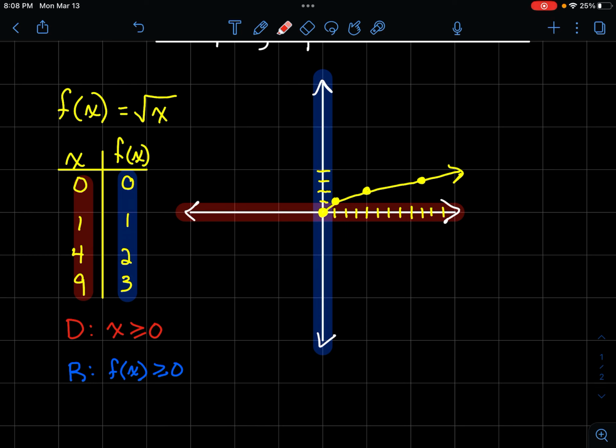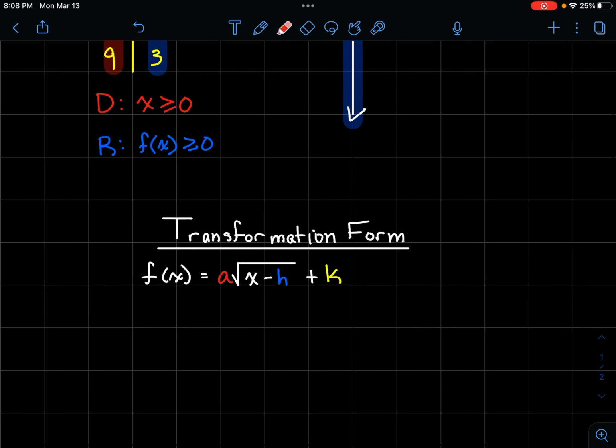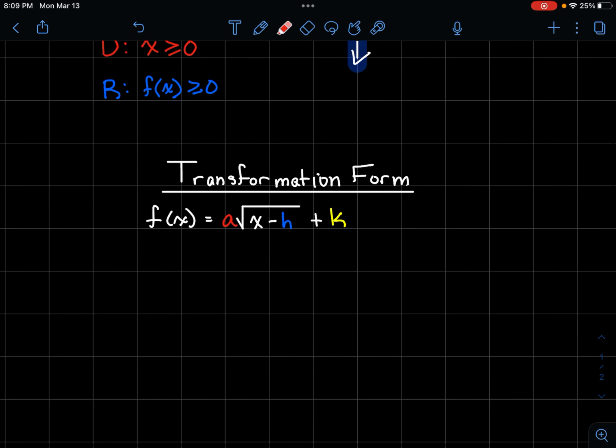So this is what we call the parent function, and that parent function could be shifted right, left, up or down, and it could be reflected. It could have a number of things happen to it. And what that leads us into is what we call transformation form. Transformation form has a lot of really nice properties because these rules apply to all functions. And the three rules that we're going to look at are a, h, and k.